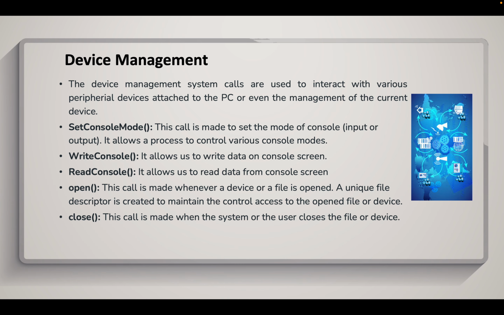The third category of system call is device management. These system calls are used to interact with the various peripheral devices attached to the PC, or even the management of the current device. Set console mode, write console, read console, open, close. These are the various device management calls. What is the purpose of set console mode? This system call is made to set the mode of the console, that is input or output, and allows the process to control various console modes. Write console allows writing data onto the console screen. Read console reads the data from the console screen.